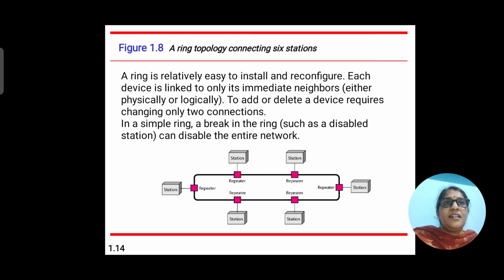A ring is relatively easy to install and reconfigure. Each device is linked to only its immediate neighbor, physically or logically. To add or delete a device requires changing only two connections. In a simple ring, a break in the ring, such as a disabled station, can disable the entire network.